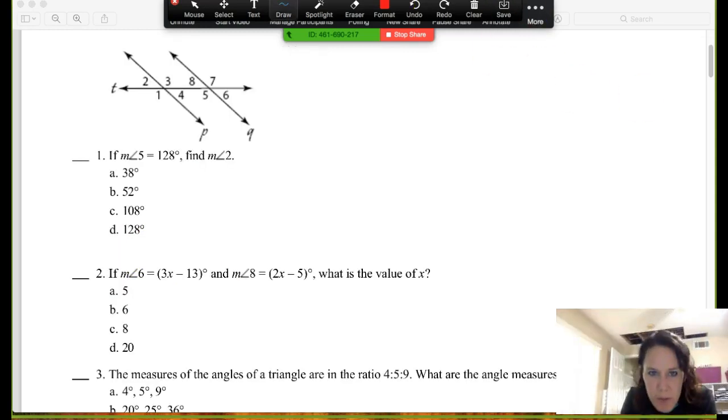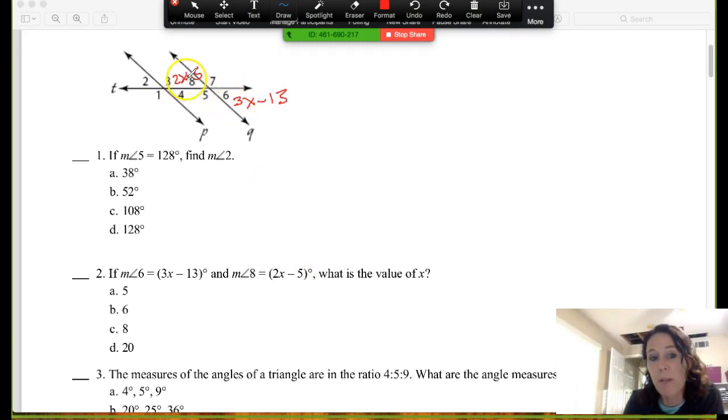Okay, so number 2, we're using the same picture, these same parallel lines. They tell us the measure of angle 6, here's angle 6, it's 3x minus 13. Okay, and then the measure of angle 8, this angle right here, is 2x minus 5. Now I can see angle 8 and angle 6 are vertical angles.